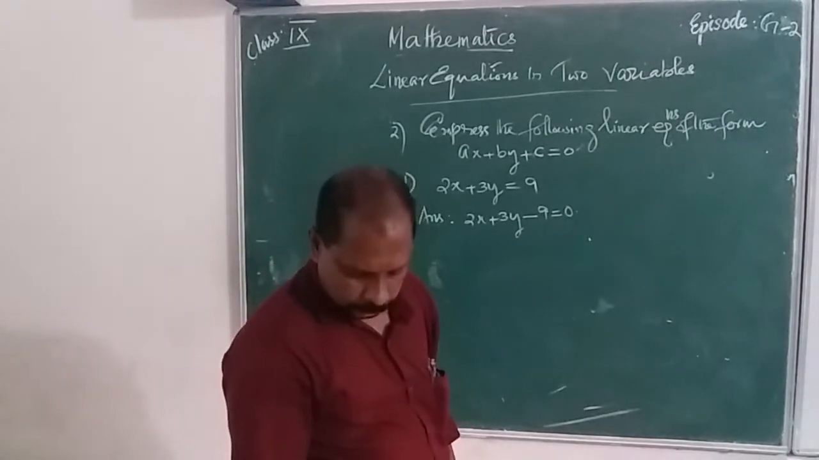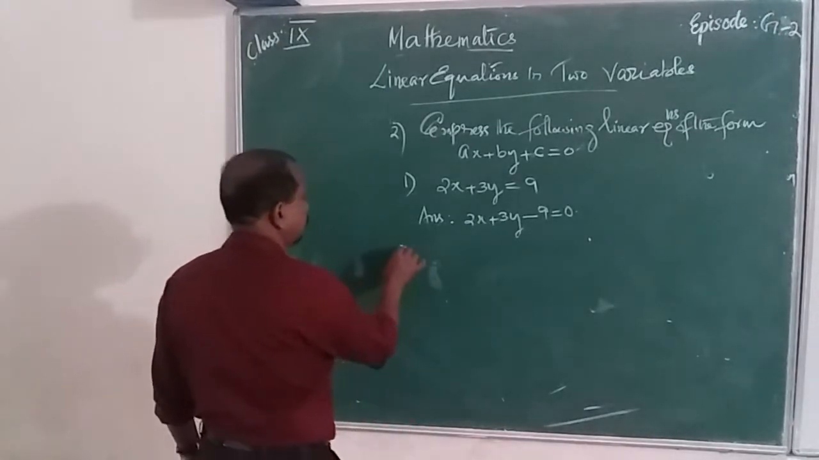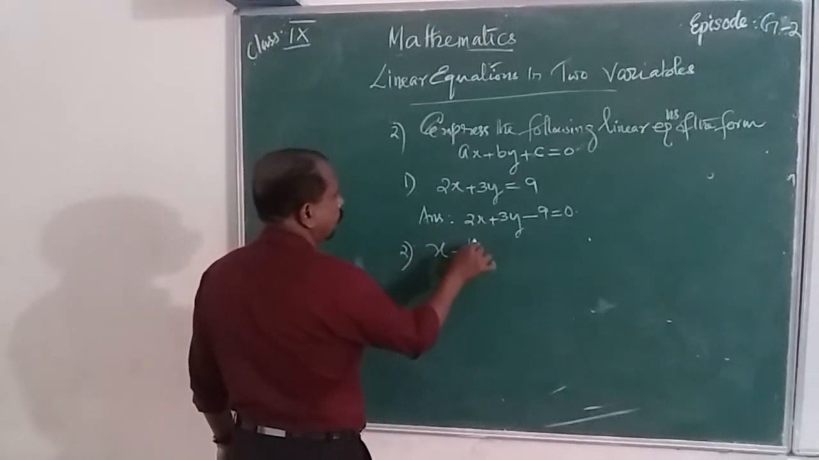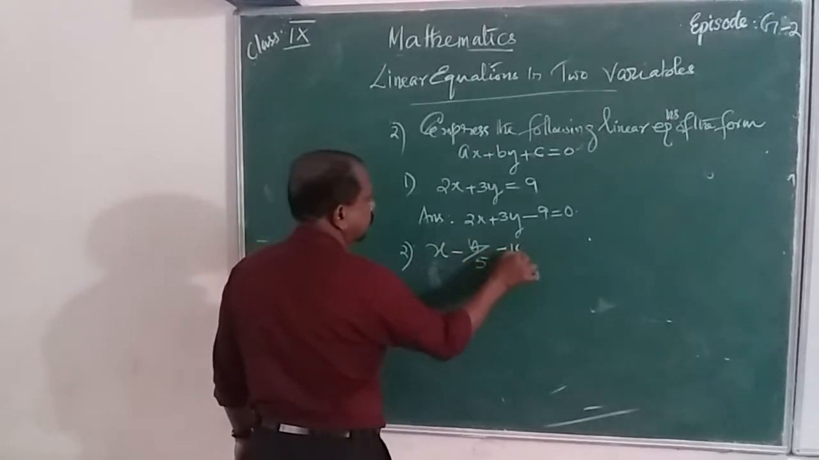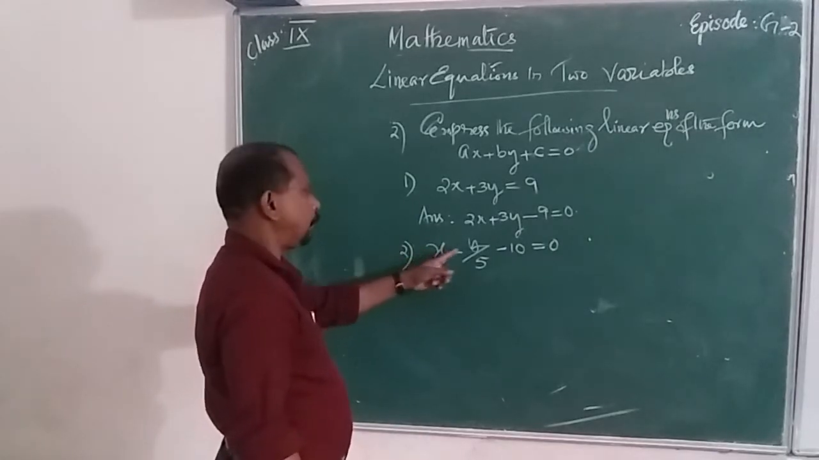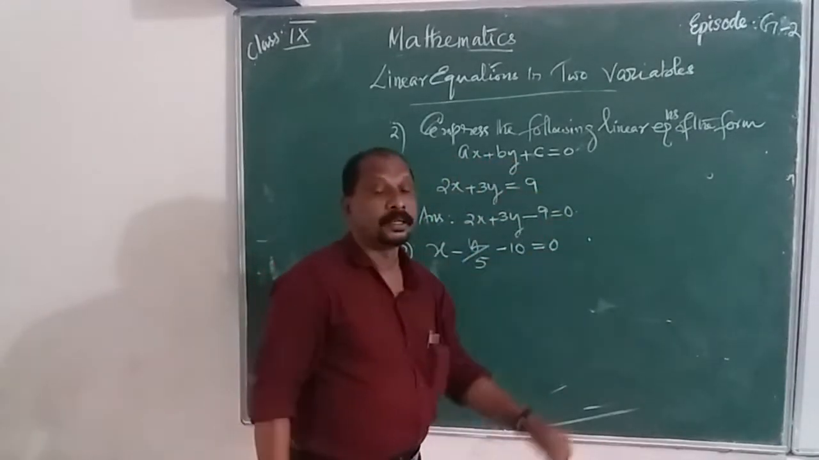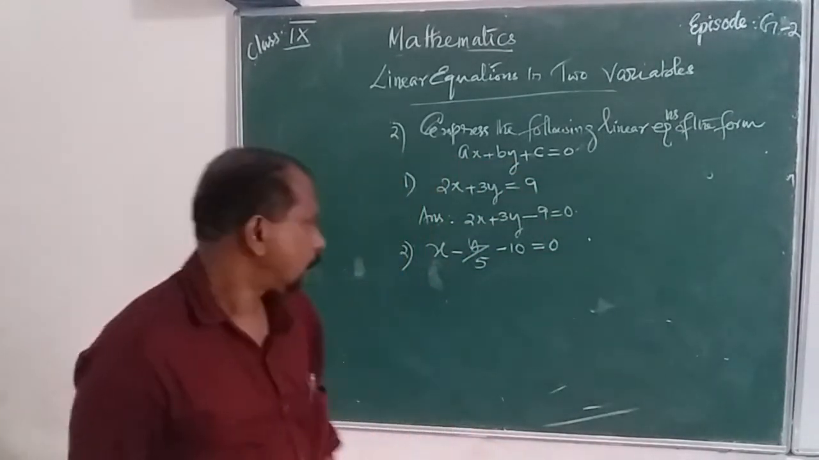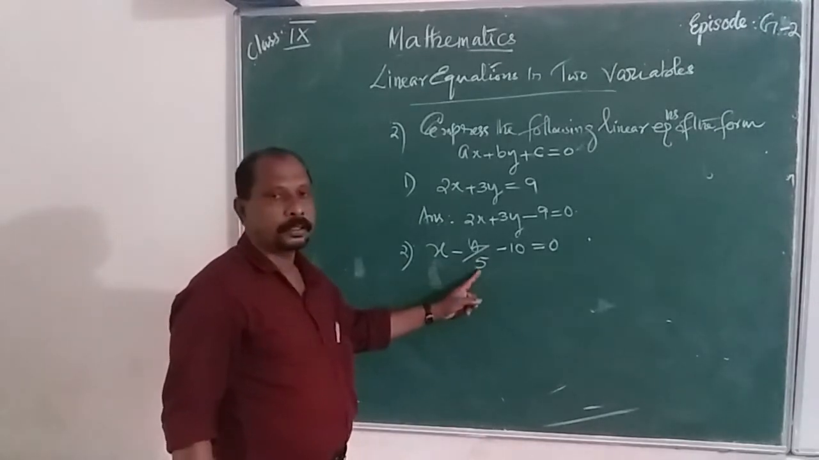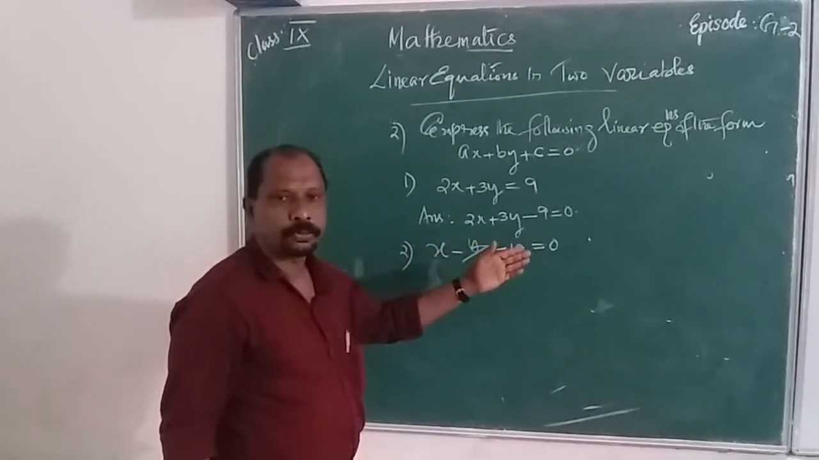Then the second question is x minus y by 5 minus 10 is equal to 0. In this case, a is 1, b is minus 1 by 5, c is minus 10. But we write a, b and c as integers, not fractions. Therefore, what is the denominator of y? It is 5. Therefore, multiply each term by 5.